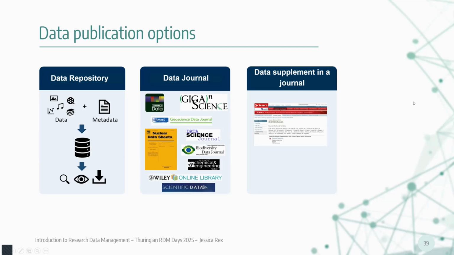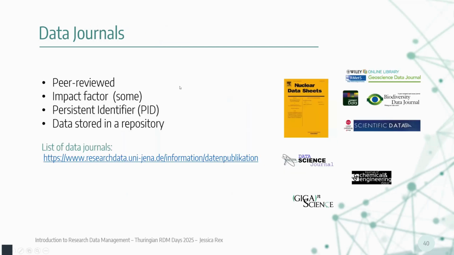Now, let's talk a little bit about what data journals are before we come to the more generally applicable option of data repositories. So data journals are basically peer-reviewed journals where you write an in-depth article about your data set and describe your methods and all that stuff. Some do contribute to your impact factor or to your H factor. They do store your data in either their own repository or a repository they're associated with, with a persistent identifier. So it is a proper data publication.